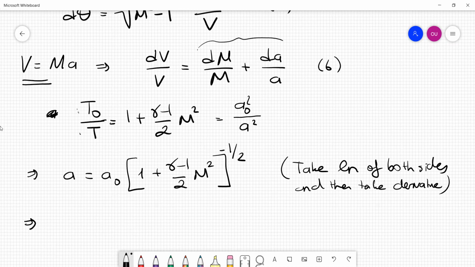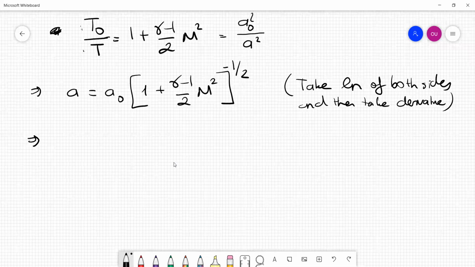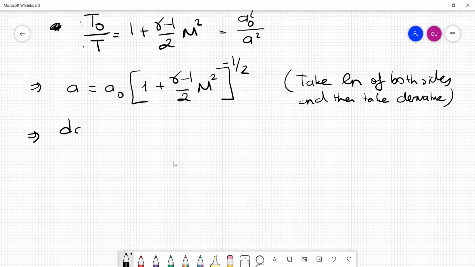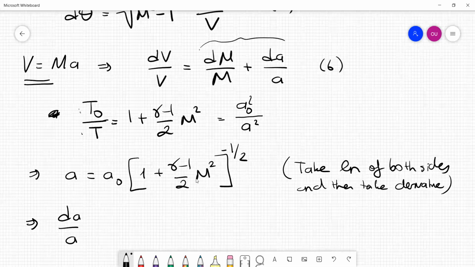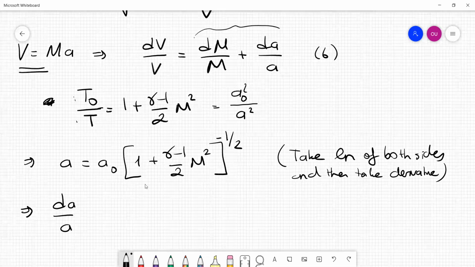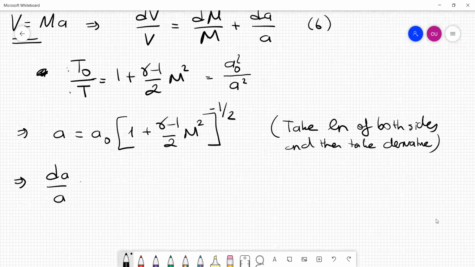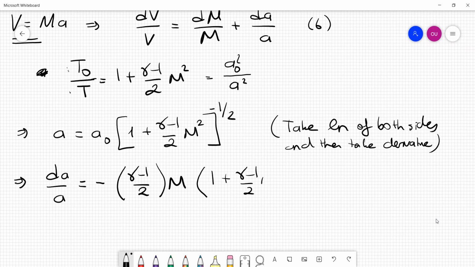Let's keep this as a note here. And doing that, I can obtain an expression for dA over A, which I can use here, in equation 6. And this dA over A will be just a function of Mach number and nothing else. This will be equal to minus (gamma minus 1) over 2 times Mach number multiplied by 1 plus (gamma minus 1) over 2 Mach squared dM.